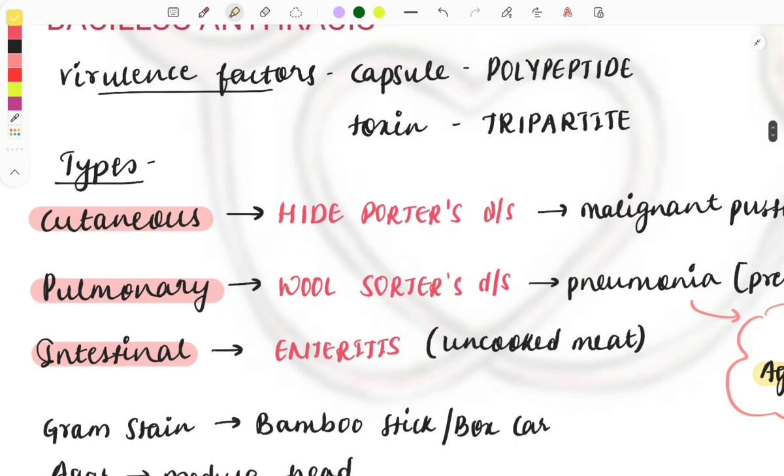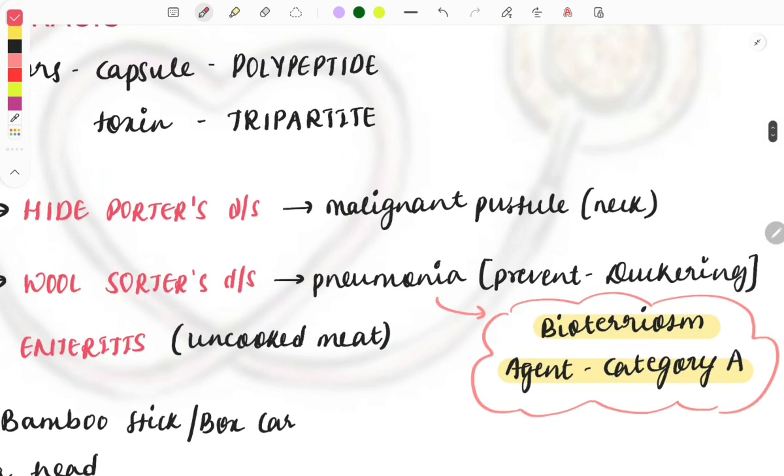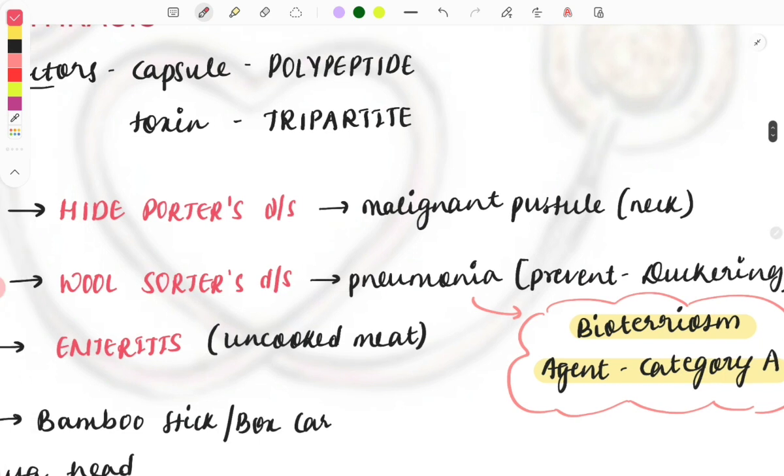Then moving on to the types. It is present in three types: cutaneous, pulmonary and intestinal. The cutaneous one means it will be causing skin manifestation. So by the name itself you can get an idea. Skin will be involved, and what it will cause in the skin is the malignant pustule, mainly on the neck region.